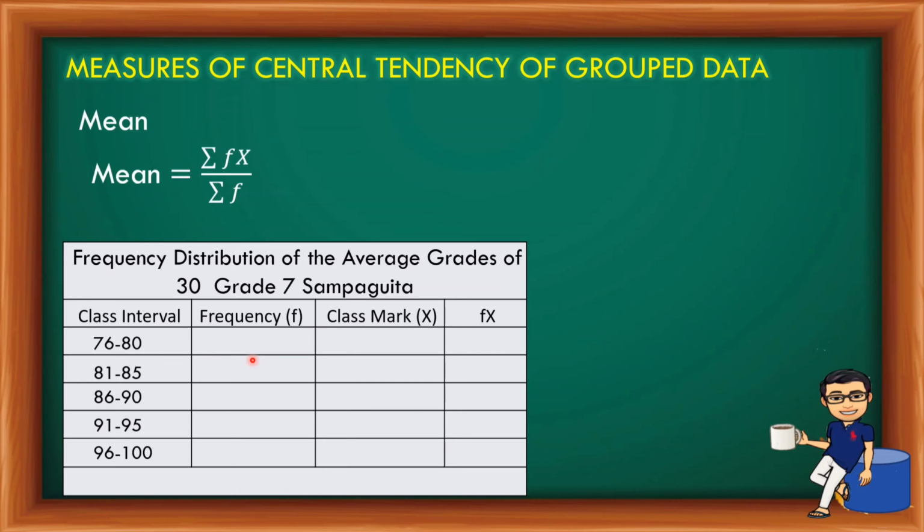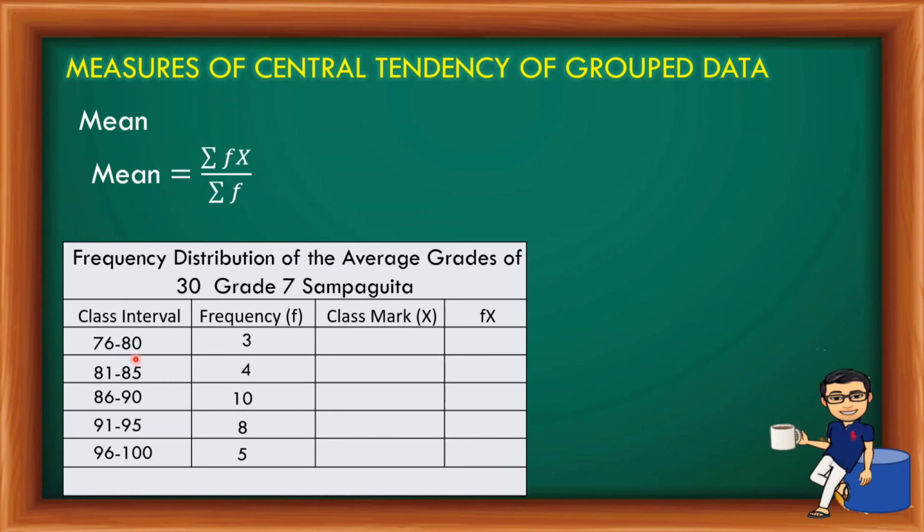So, consider na ang frequency na ang estudyante na ang average grade ay 76 to 80 ay 3. Ang estudyante naman na 81 to 85 ay 4. Then, student with 86 to 90 is 10, then 91 to 95 is 8, then 96 to 100 is 5. So, yan yung tinatawag na frequency, yung bilang ng students na ang average ay between the class interval. Then afterwards, kukunin natin yung class mark, the middle term ng bawat class.